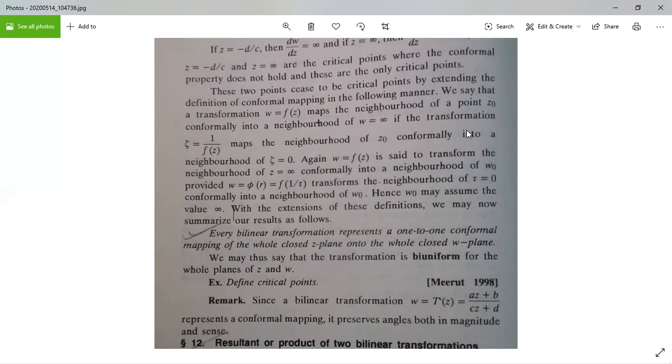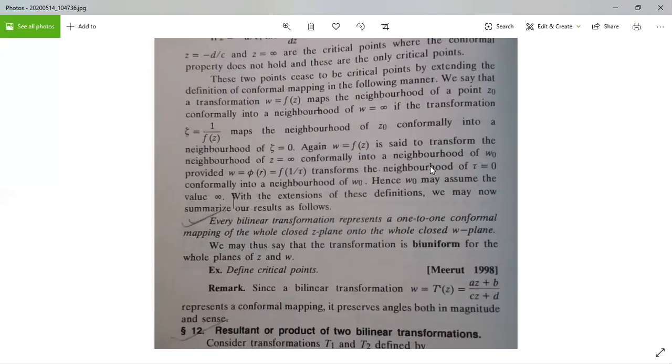Now, since the bilinear transformation w equals T of z equals Az plus B by Cz plus D represents a conformal mapping, it preserves angles both in magnitude and size.